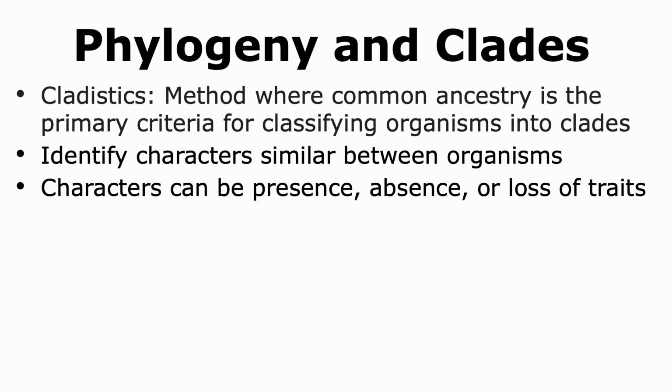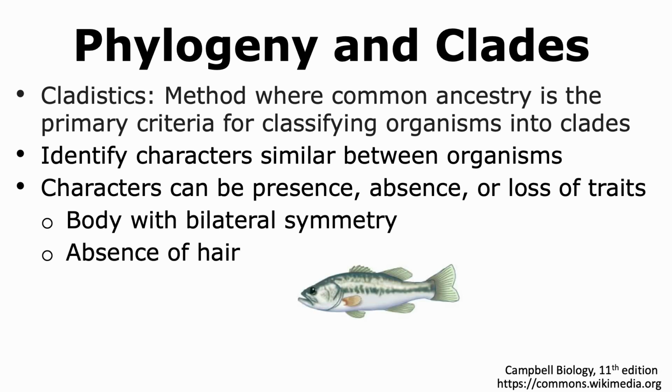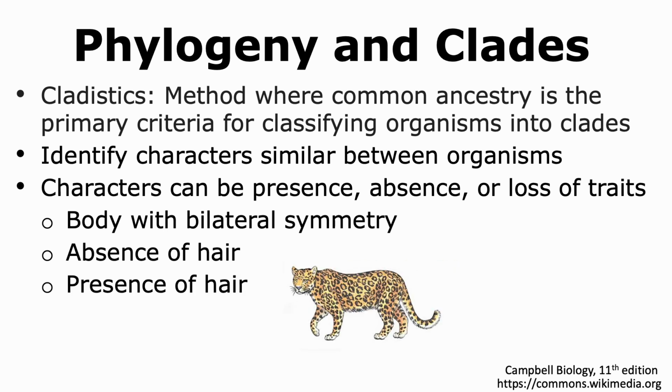For example, one character can be that the organism has a body that shows bilateral symmetry, which means that there is a line that can divide the body into a left and a right part that are mirror images of one another. Another trait could be the absence of hair. For example, fish don't have hair. They have scales instead. Similarly, the presence of hair can also be a character. Mammals tend to have hair on their body, and hence it is a good character to define mammals.